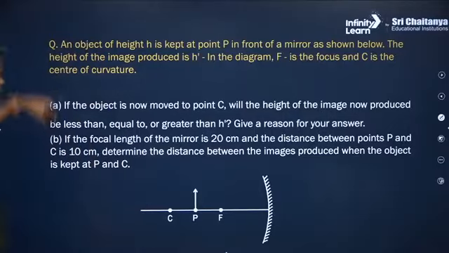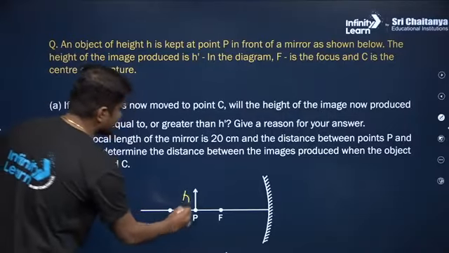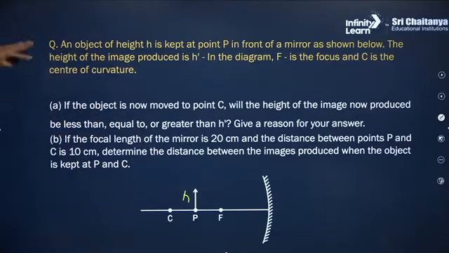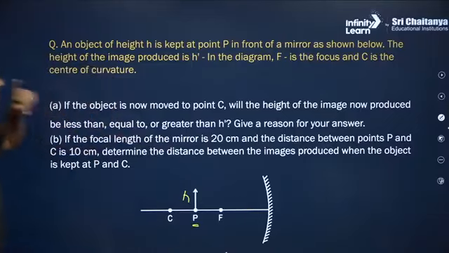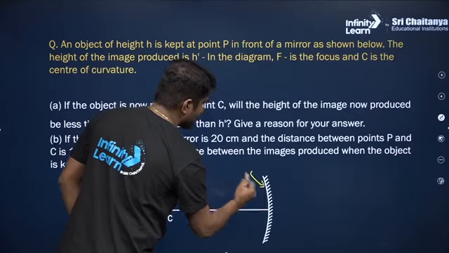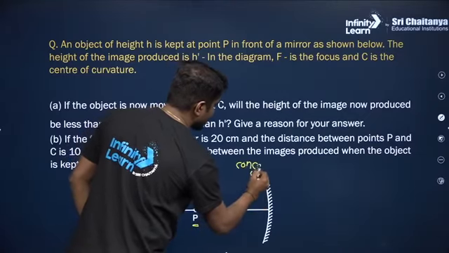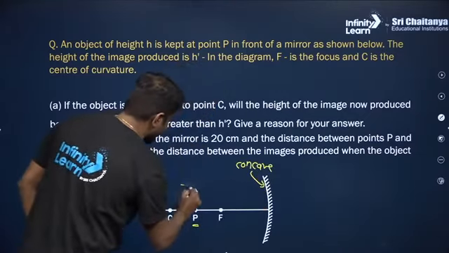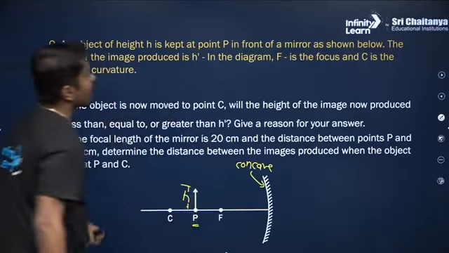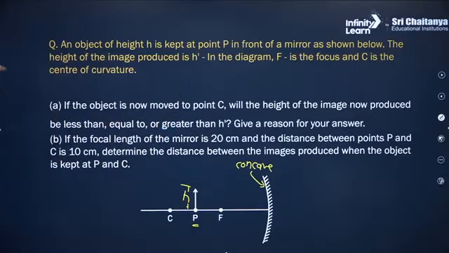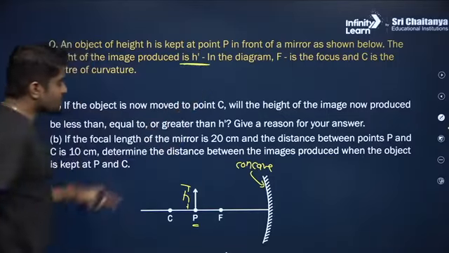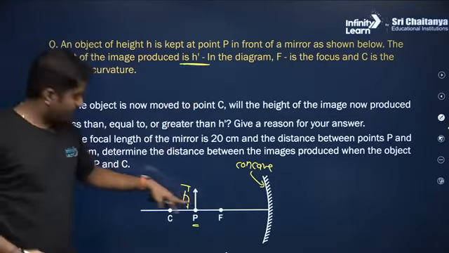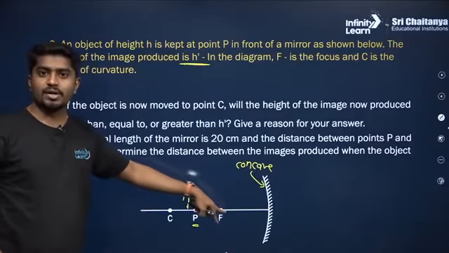So there is an object of height h. I guess there is the same diagram for this. Kept at a point P. Yes, there is a point P and there is an object of height h in front of a mirror. Which type of mirror? There is a concave mirror. As shown in the figure below, the height of the image produced is h prime. So now this object is between the center of curvature and focus.